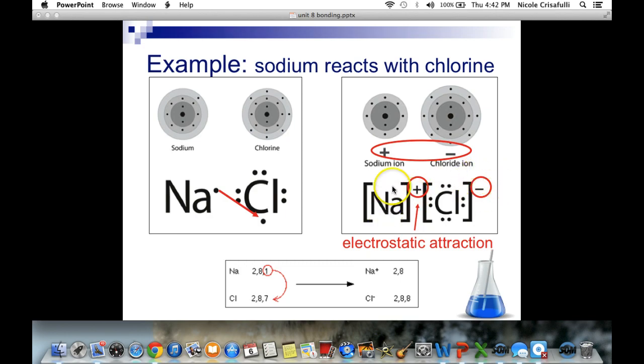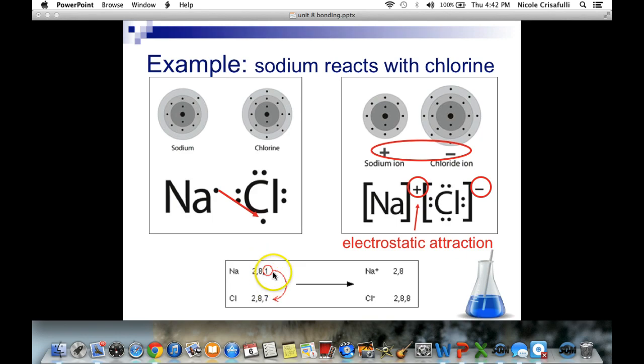Now these two, the sodium ion and the chloride ion, are going to have what we call an electrostatic attraction. They're going to be like two magnets that are going to be stuck together. They're both going to be stable because they are both going to have full valence shells, stable valence shells. They're both going to look like noble gases, and they are going to be happy.